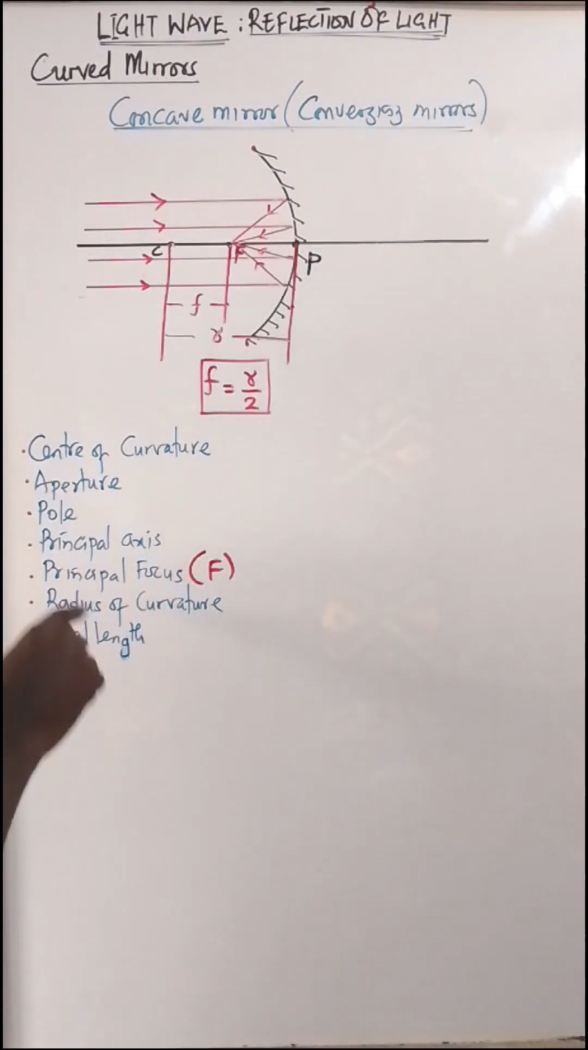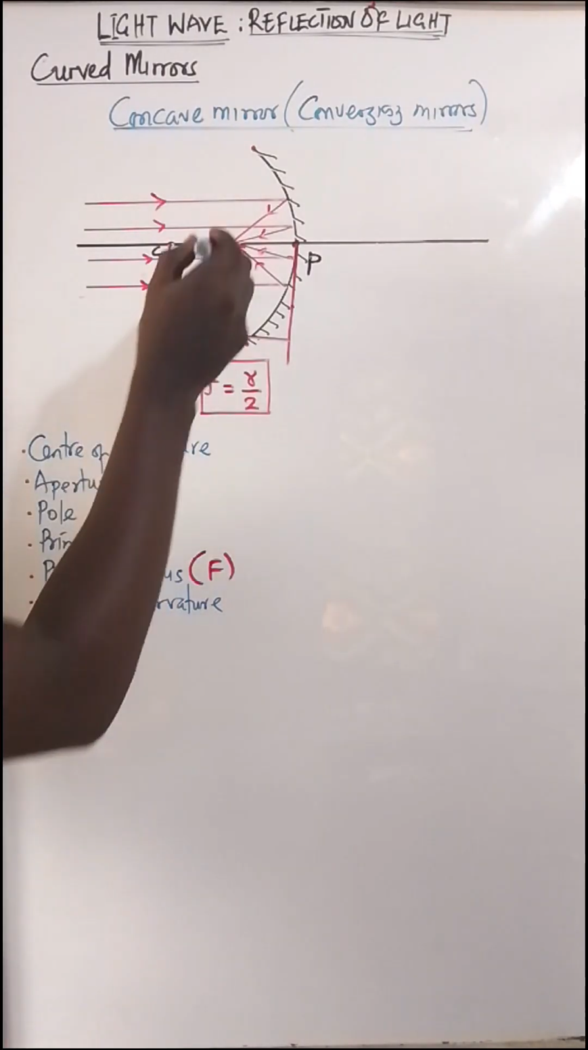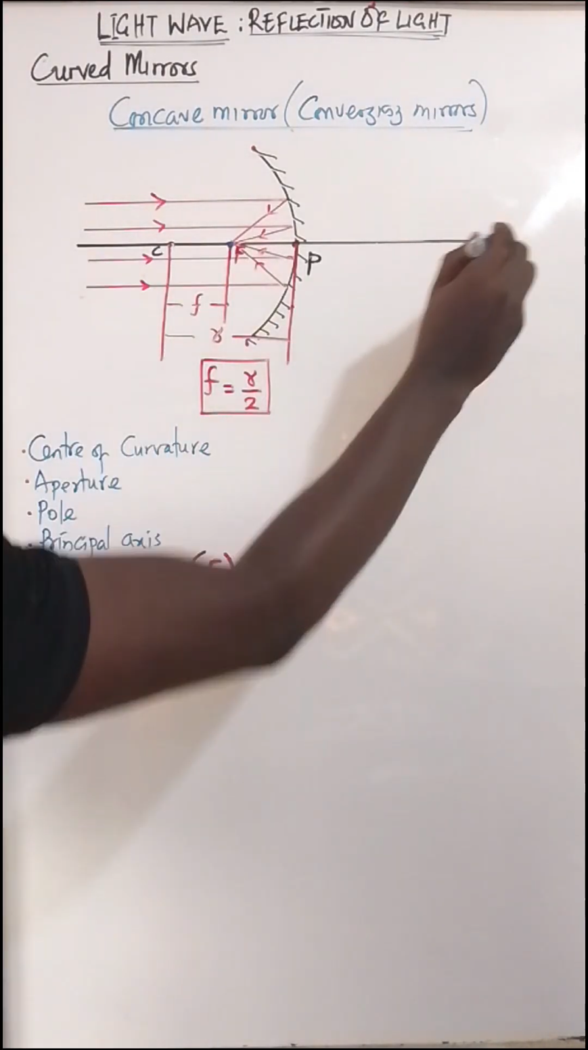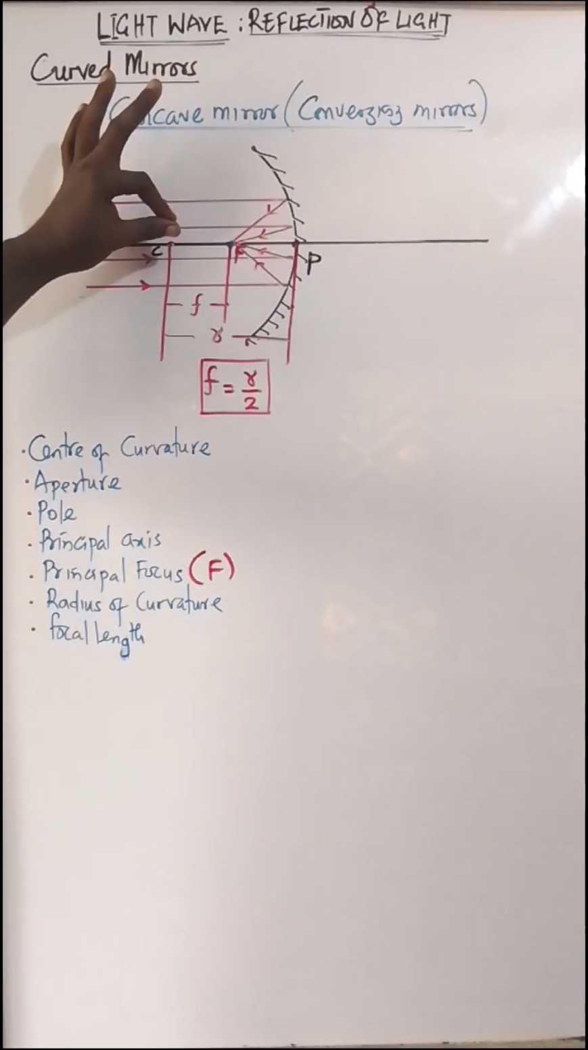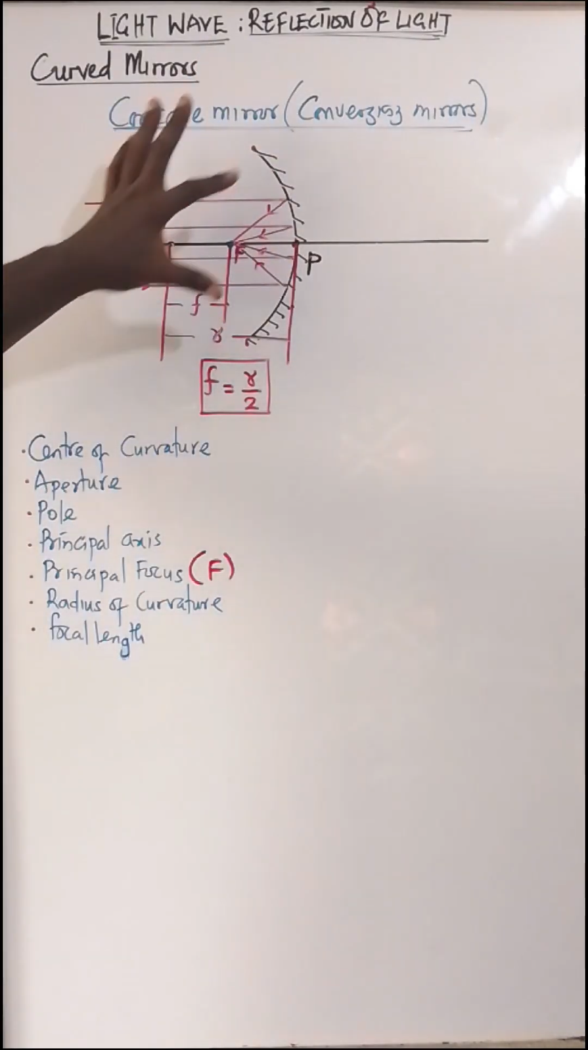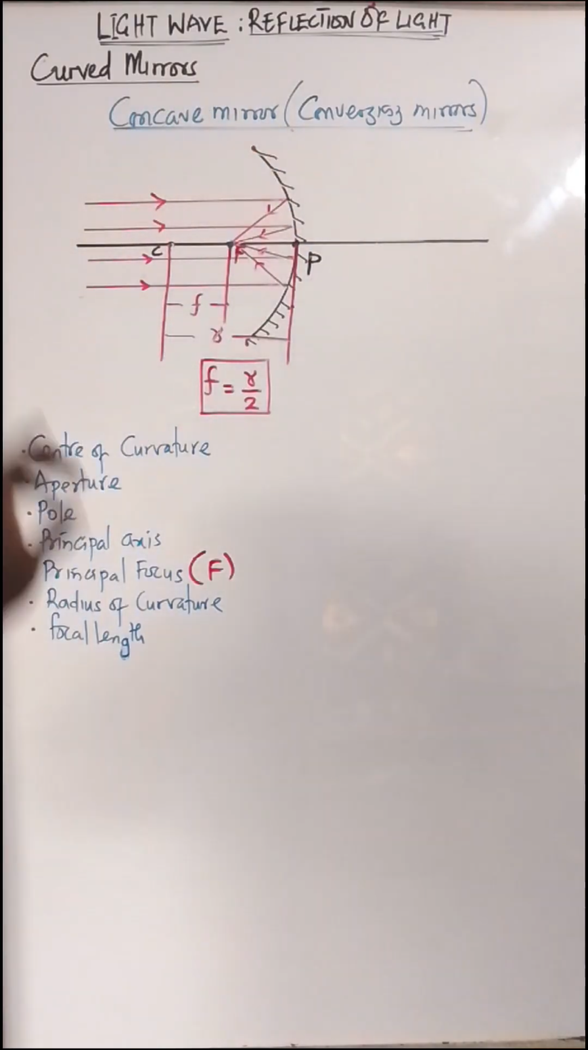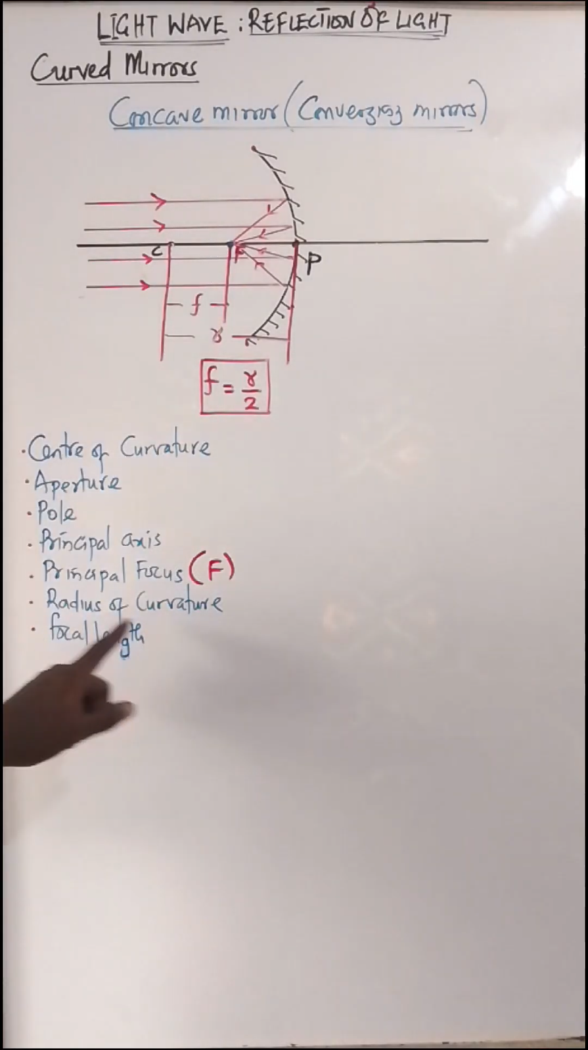So what is principal focus? This one is most important. Principal focus is a point on the principal axis where parallel rays converge after reflection. That is for a converging mirror, meaning a concave mirror. We also have the opposite, the diverging mirror. We are coming back to that. But for now, let's move on.